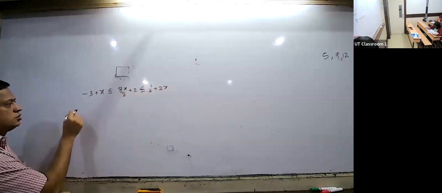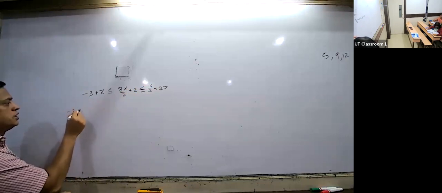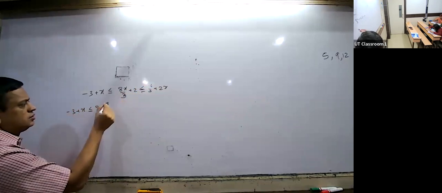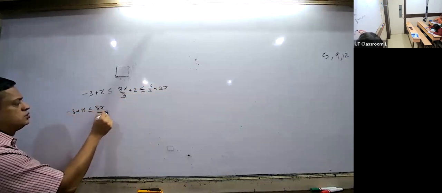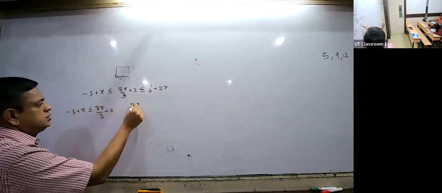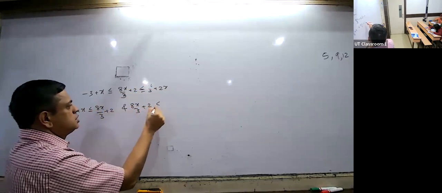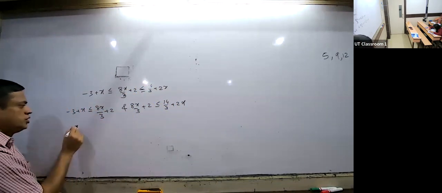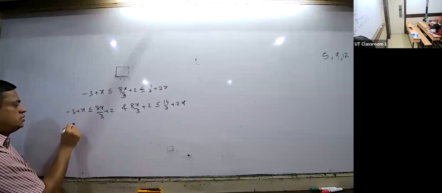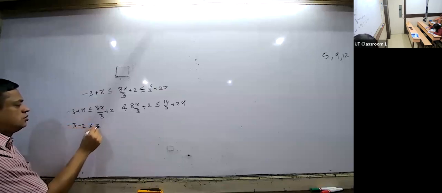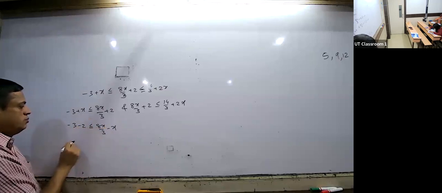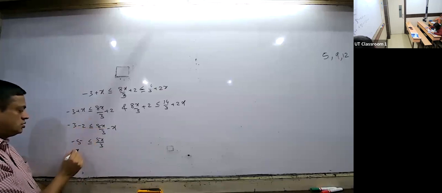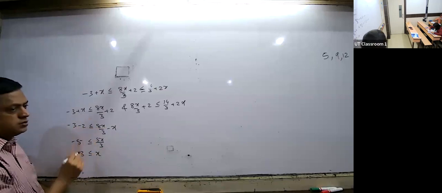So it is coming as, if you want now, minus 3 plus x less than or equal to 8x by 3 plus 2, and 8x by 3 plus 2 less than or equal to 14 by 3 plus 2x. Then it is coming as, how much you will convert over here? Minus 3 minus 2 less than or equal to 8x by 3 minus x. Minus 5 less than or equal to 5x by 3. That is coming as minus 3 less than or equal to x.